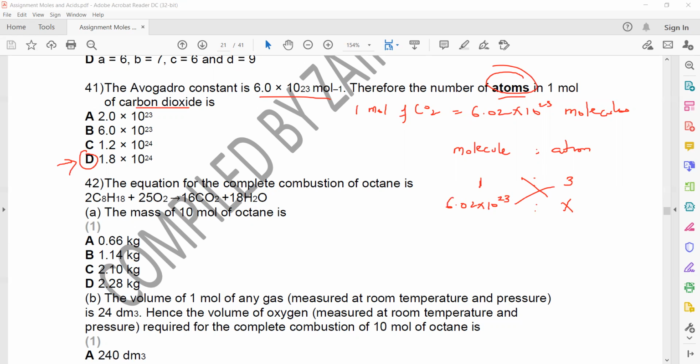Is it clear? Because in the question they are asking for number of atoms. So we know about the molecule, we can work out the atoms. Then question 46.